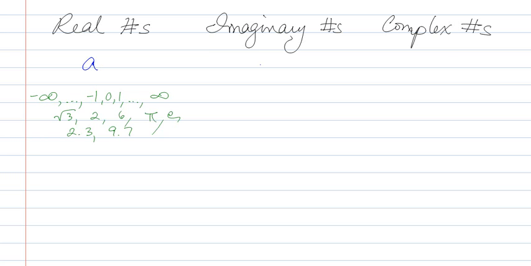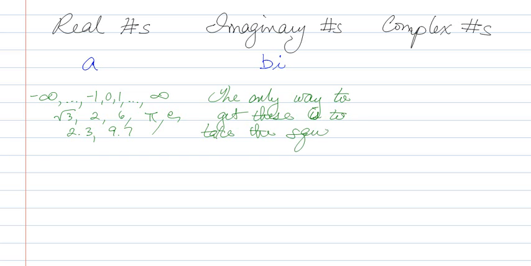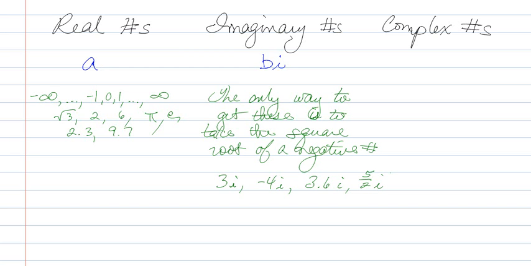None too bad. Now, imaginary numbers look like this. b could be anything, but times i. The only way you can get these is by taking the square root of a negative number. So put that down there. So you'll get something like 3i, or negative 4i, or 3.6i, or, I don't know, 5/2 i. Anything with an i in it is an imaginary number.